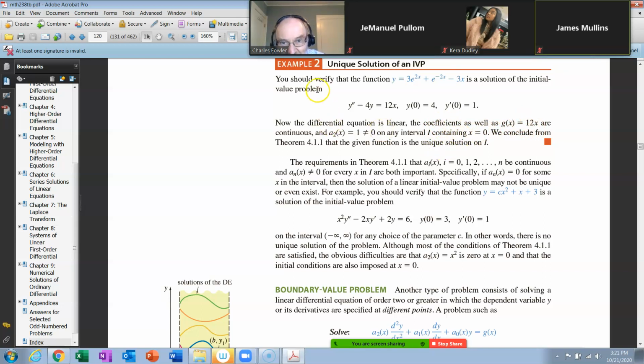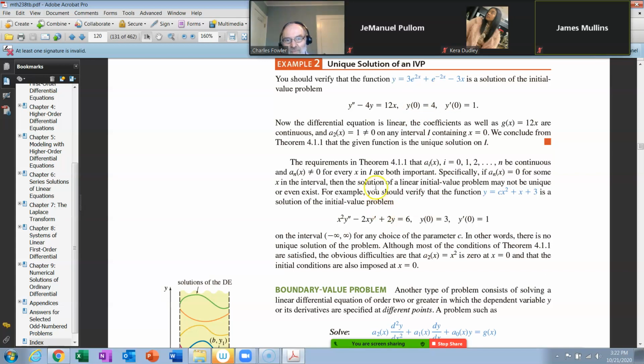So we did this. We did verify it. The differential equation is linear. Okay. The coefficients as well as the g of x here are continuous. The a sub 2, 1, is not equal to 0. So therefore we can conclude from the theorem that all the conditions are met. This given function here, which we just verified to be true, is the unique solution on that interval I, wherever that interval was. And I can't think of any reason that would not be all real numbers. Okay? Because there's nothing in this where if you plugged in a value for x, you would have anything but a continuous function. So it looks like it's good.